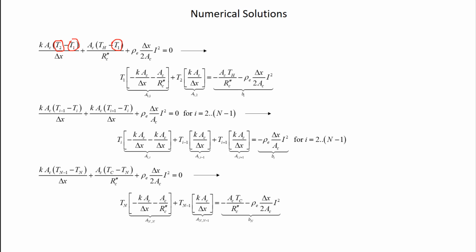So I took the T1 stuff, and this is then the coefficient that's multiplying T1. And I took the T2 stuff. This is the coefficient that's multiplying T2, right? And then everything else goes on the right side of the equation. So that's this stuff and this stuff, and that becomes my constant, right?